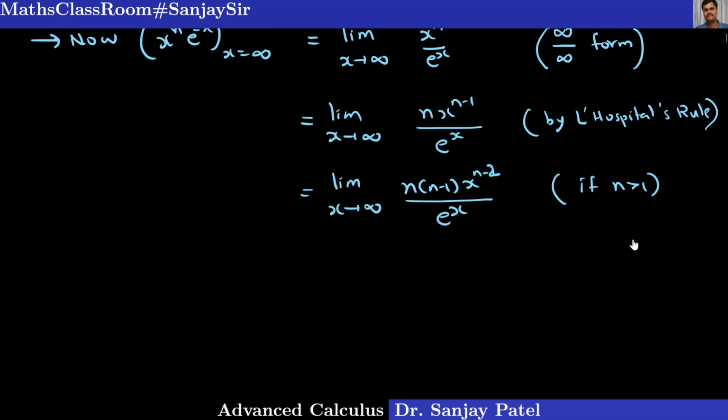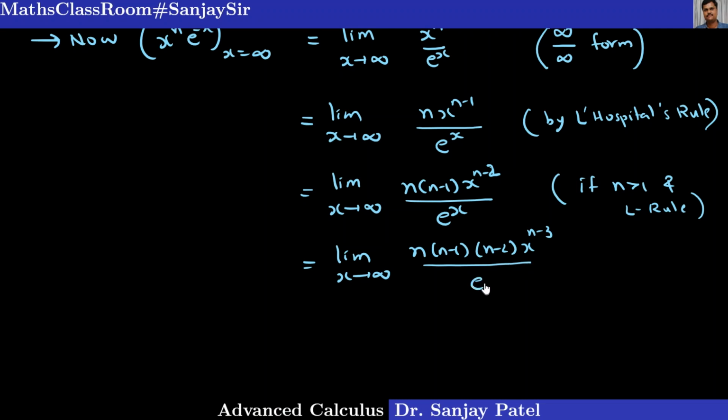Let me write two things: if n is greater than 1, L'Hospital's rule. Further, if you continue like this, in the next step, which is again an indeterminate form if n is greater than 2, again differentiating, the numerator n into n minus 1 is as it is. Derivative of x raised to n minus 2 is n minus 2 times x raised to n minus 3, upon e raised to x, provided n is greater than 2, and by L'Hospital's rule.